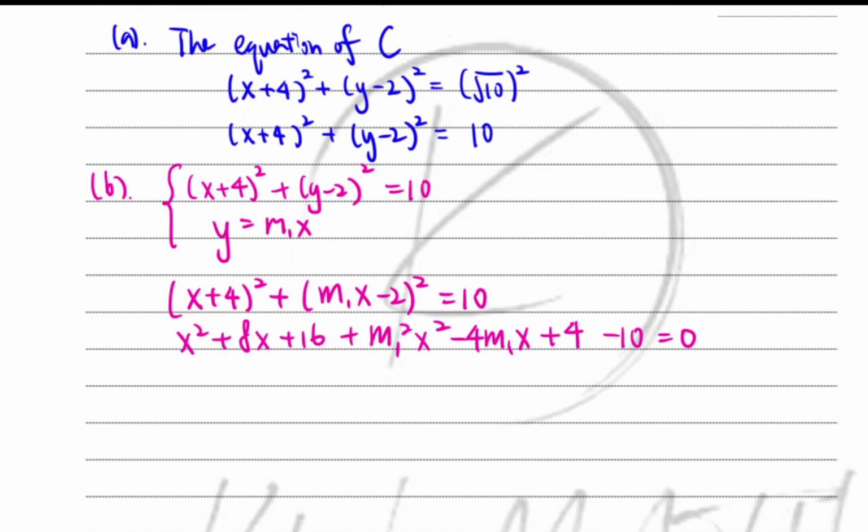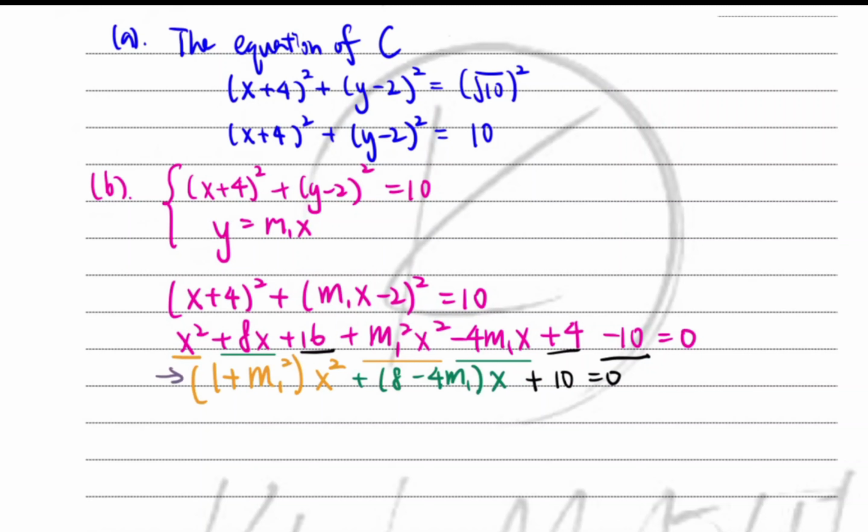Then you group them up. You see that x² here and m1²x², so you can get (1 + m1²)x². Next, for the x terms, you get positive x and negative 4m1x, so you get (1 - 4m1)x. Finally, the remaining ones will be constant, so here it will become plus 10 equals 0. Now you get a form similar to the quadratic equation.